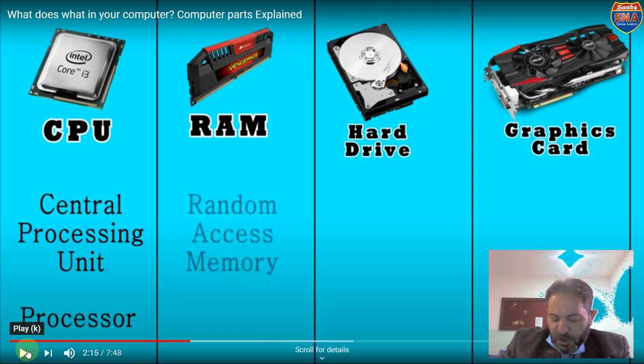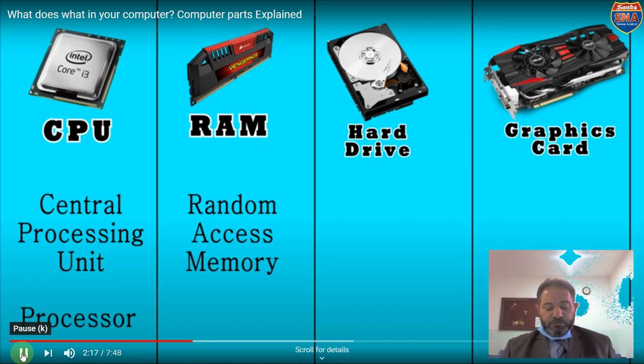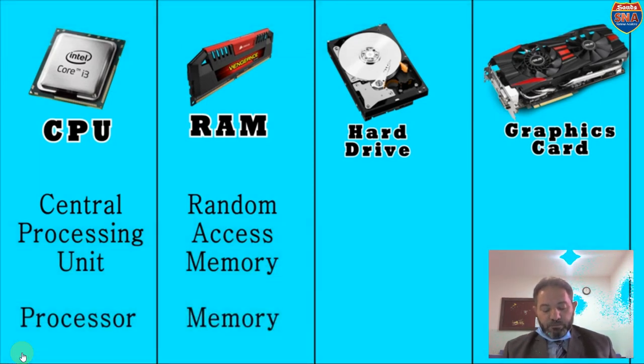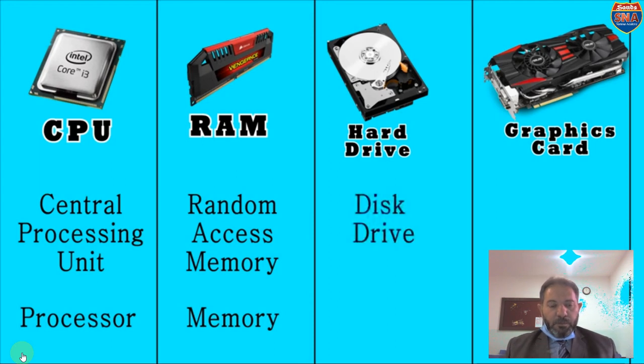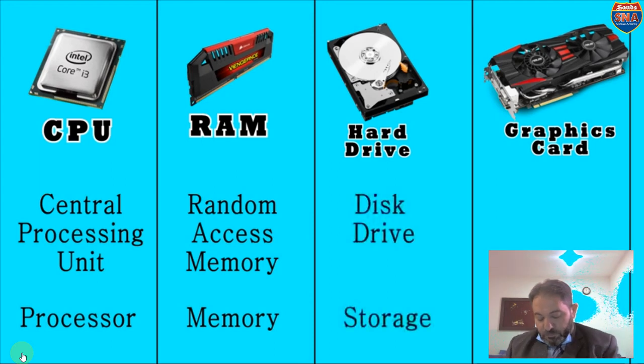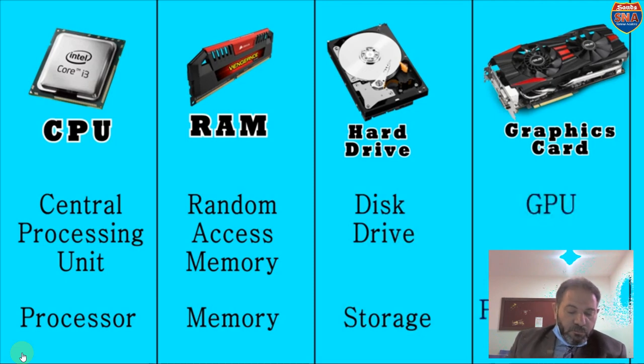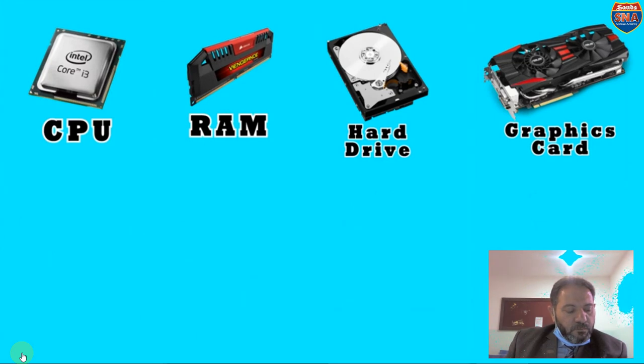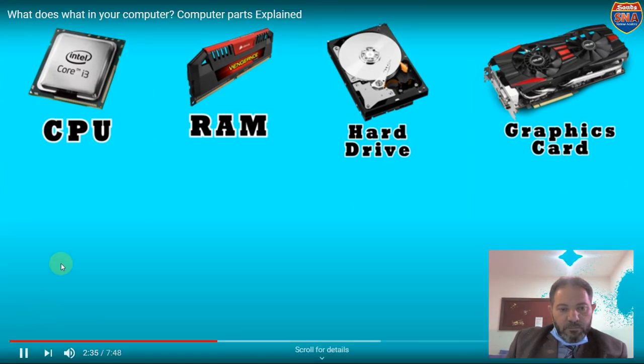We are going to discuss this type of storage in detail in section 3, which talks about storage and the types of storage. Random access memory is often referred to as just memory. A hard drive is often referred to as a disk drive or storage. And a graphics card is also known as a GPU or graphics processing unit. For this explanation, I'll be using the terms CPU, RAM, hard drive, and graphics card.